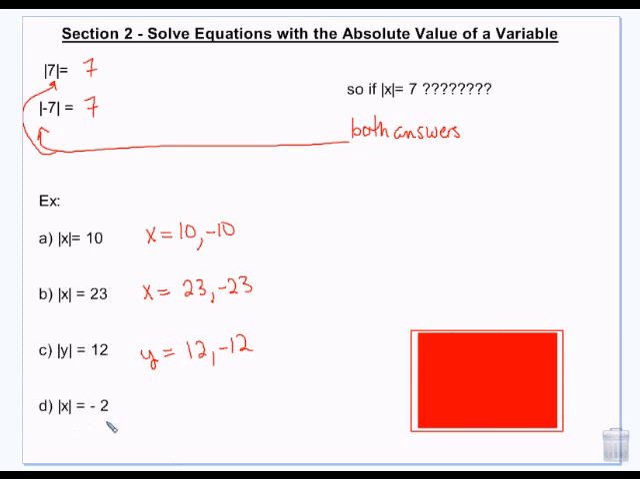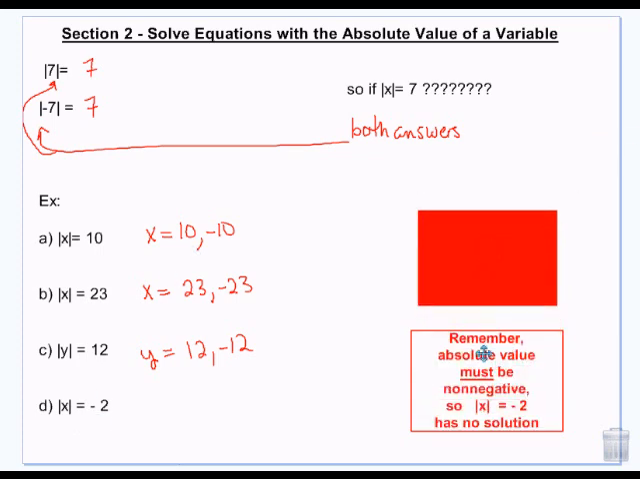What if the absolute value equals negative 2? Remember, absolute value is positive, right? So if absolute value is positive, we can't have the absolute value equals a negative number. So when that happens, your answer is to say that there is no answer. Because absolute value can never be negative. Does that make sense?